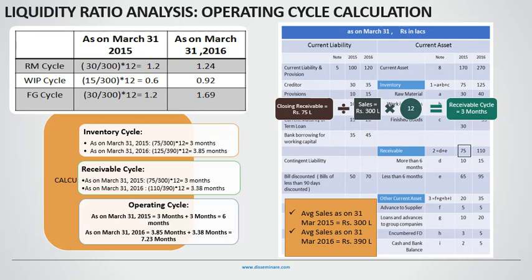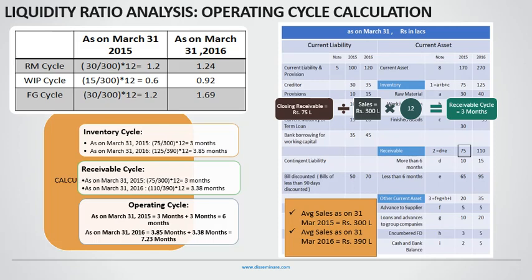We can further segregate inventory cycle into individual components like raw material, RM, cycle, work in progress, WIP, cycle and finished goods, FG, cycle. Please refer to the table above to see the calculation of the components of the inventory cycle. From the exhibit, we can see that as on the 31st of March 2015, the inventory cycle can be calculated as RM cycle of 1.2 months plus WIP cycle of 0.6 months plus finished goods inventory cycle of 1.2 months equals 3 months. Similarly, by adding the three components of inventory cycle on the 31st of March 2016, we get 3.85 months.